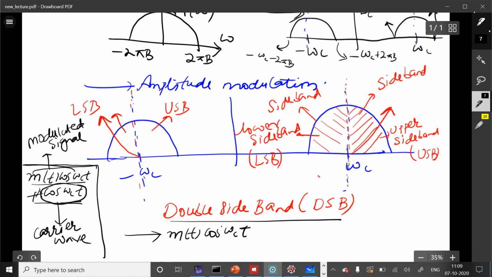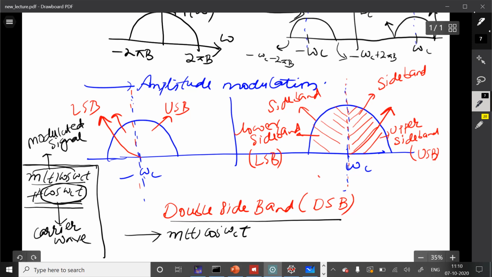Okay, m of t is the message signal, cos omega ct is the carrier signal, and m of t cos omega ct is the signal which is shifted in frequency to the higher side, wherein the amplitude is made proportional to the message signal. That's called a modulated signal, and this is called a carrier signal.